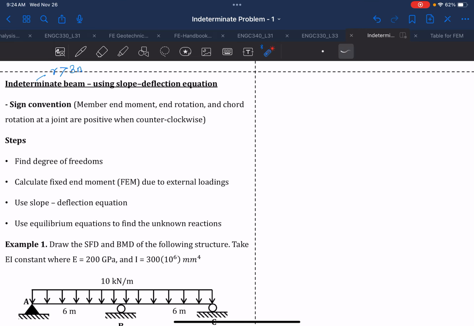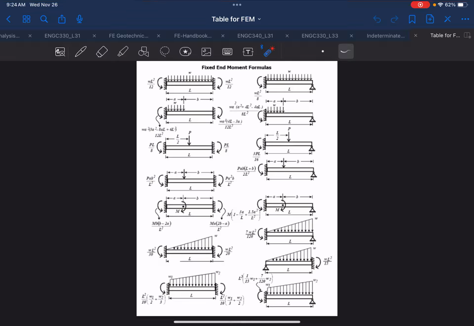Okay, so what are the steps in using the slope deflection equation? First, you need to find the degree of freedom. By degree of freedom, I mean how many variables you're going to have in your equation. Then once you have the degree of freedom, we'll calculate the fixed end moment due to external loading. You'll see that in the slope deflection equation, there is also the contribution of the external loading to the moment at the joint.